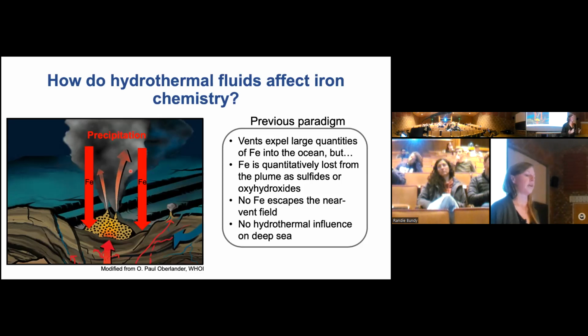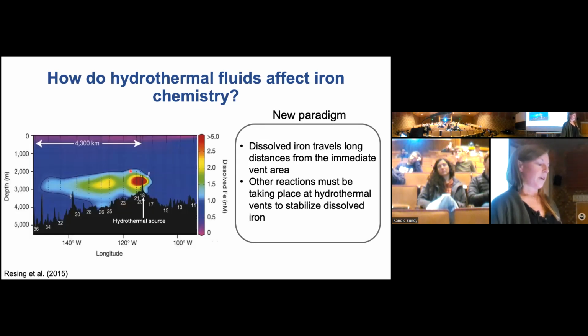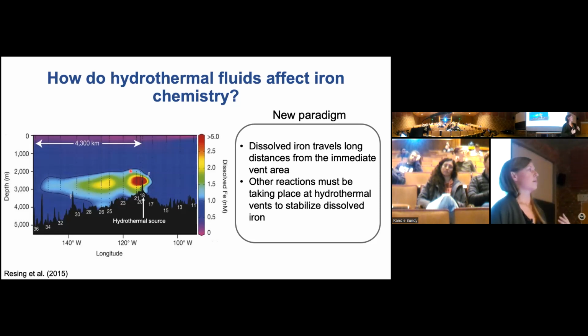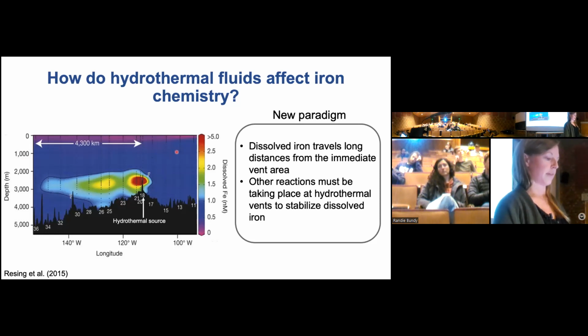So we thought that no iron in the dissolved phase would go anywhere away from these vents, and that it wouldn't really have a big influence on the iron chemistry of the deep sea. However, a few years ago, there was a cruise on the Thompson, which is one of our ships here at UW, and it did a transect from Peru to Tahiti and crossed the southern East Pacific Rise. And they observed this plume of dissolved iron pictured here.